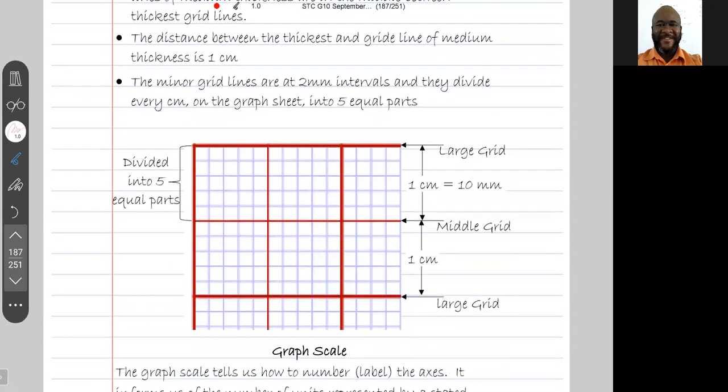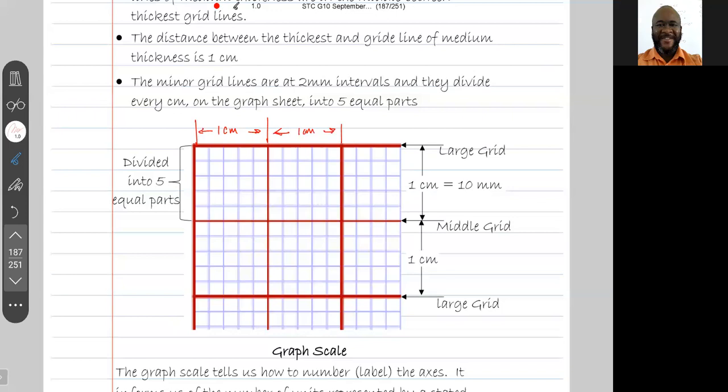Now, the minor grid lines, in this case the minor grid lines are in blue, are at 2 mm intervals. So the distance here is 1 centimeter. And this is the distance between a major grid line and a grid line of medium thickness. Or on some graph sheets, the medium thickness and the thickest grid lines are the same. And so the distance here is 1 centimeter.